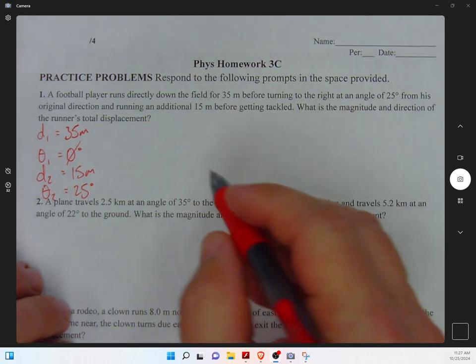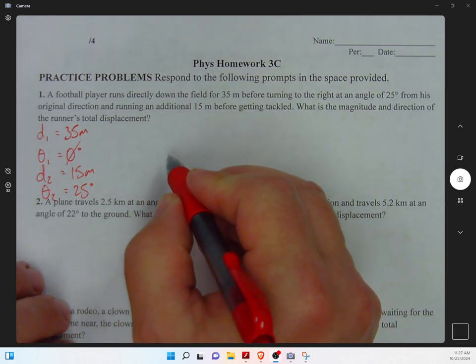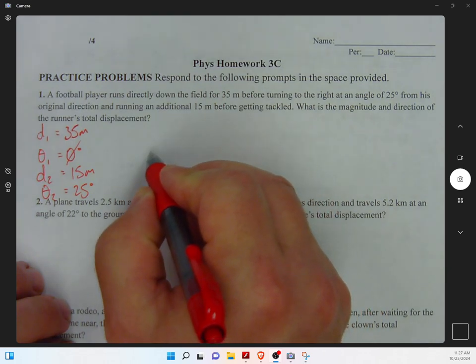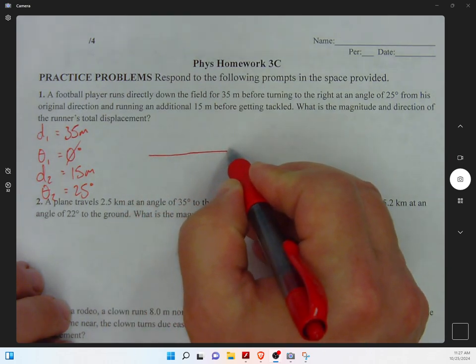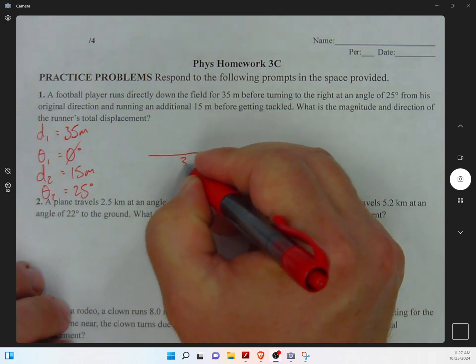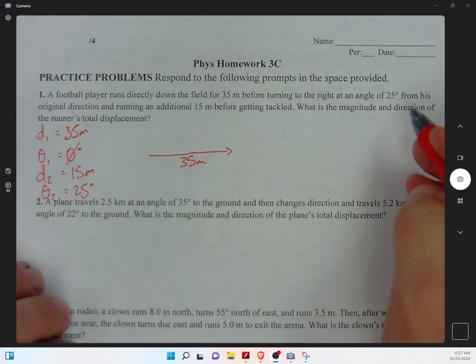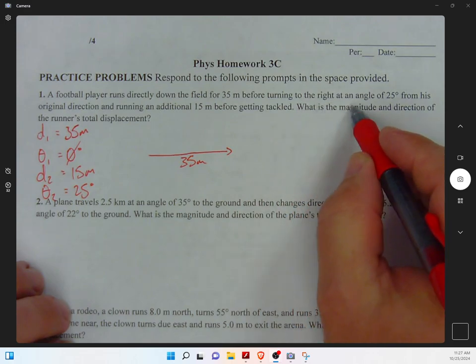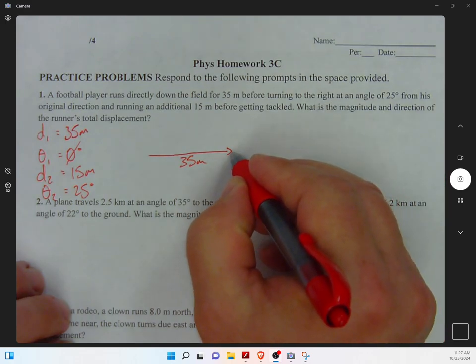All right, so we can draw this representing the movement of the football player. So down the field, 35 meters. Cool beans. Turns to the right at an angle of 25 degrees.